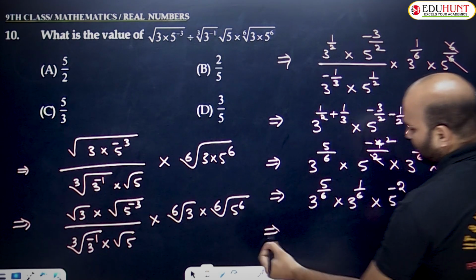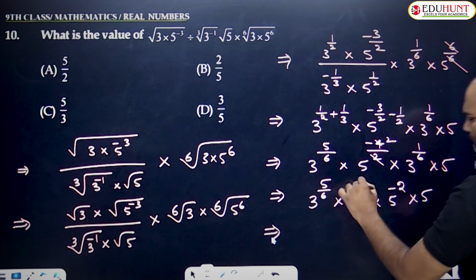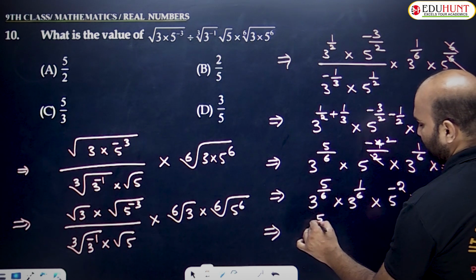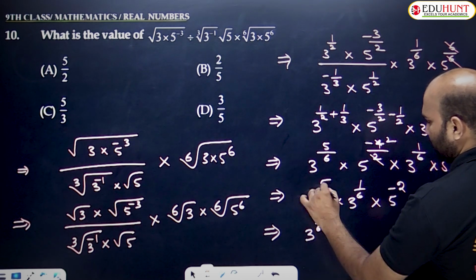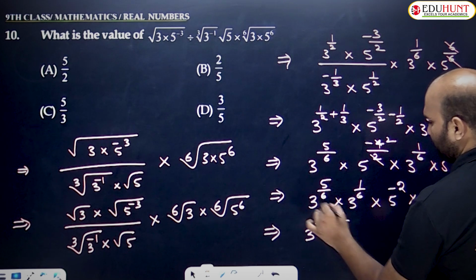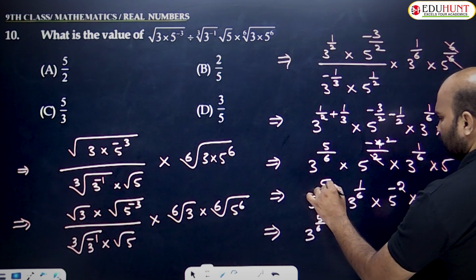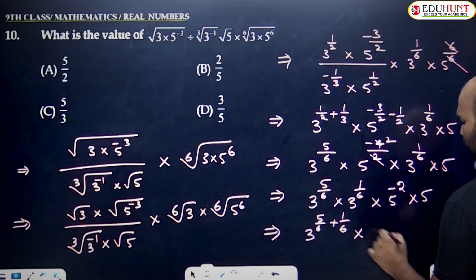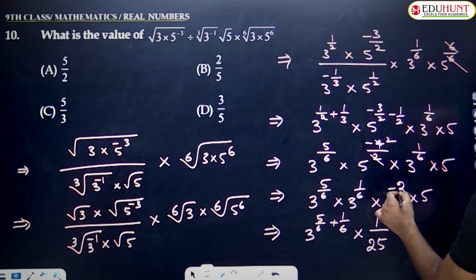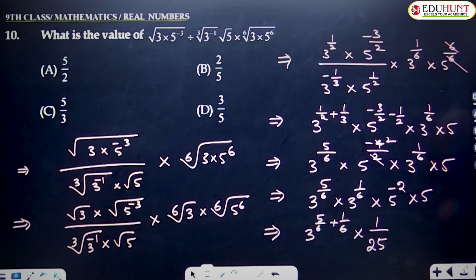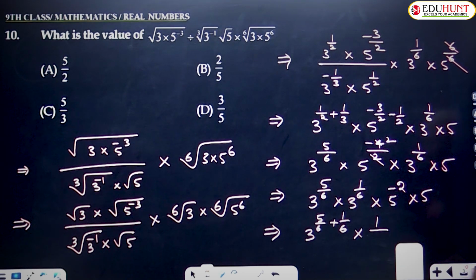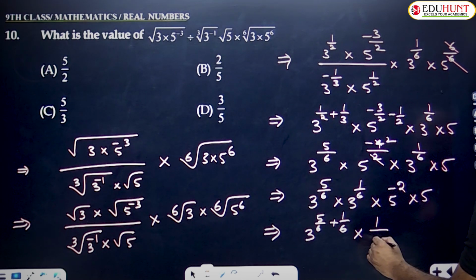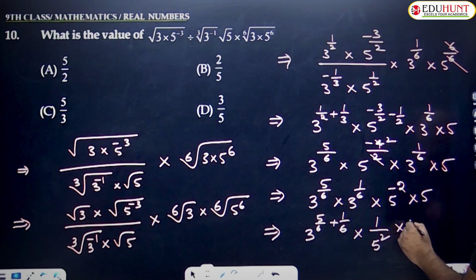So again we can remember that formula, a power m into a power n is a power m plus n. Therefore it can be written as 3 power 5 by 6 plus 1 by 6. A power m into a power n is a power m plus n. So m value 5 by 6, n value plus 1 by 6, into 5 power minus 2, which can be written as 1 by 25, because a power minus n can be written as 1 by a power n, nothing but 1 by 5 square, into 5 directly.